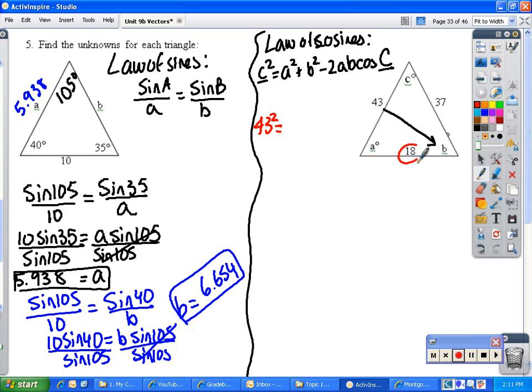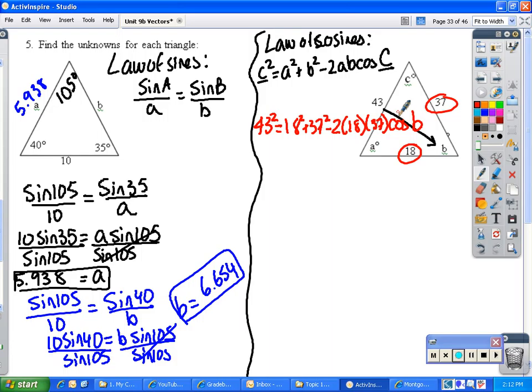A squared plus B squared, well, that makes the other two sides, 18 squared plus 37 squared minus 2 times 18 times 37 cosine of B over here on the right-hand side. All right, unfortunately, since the variable is over here, I cannot type the entire thing into my calculator in one go. I have to do things bit by bit.